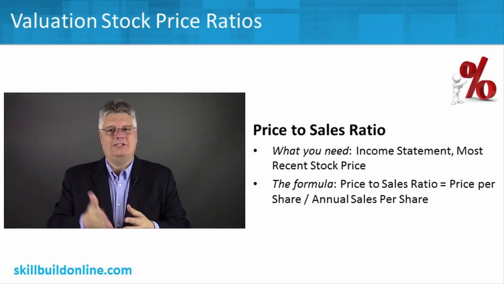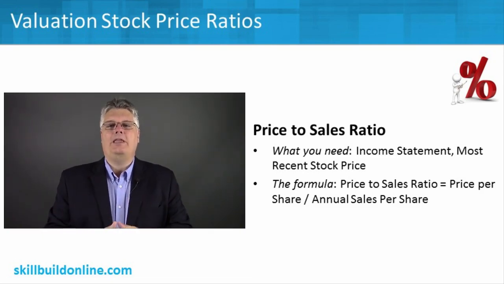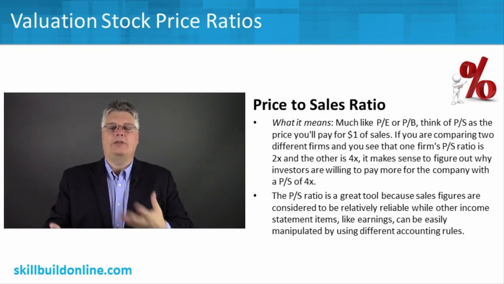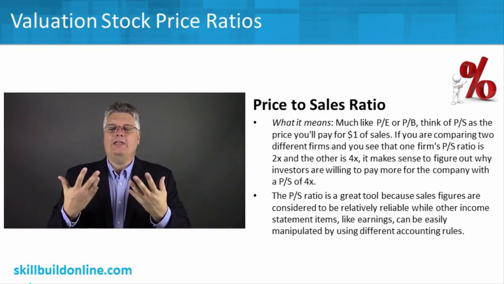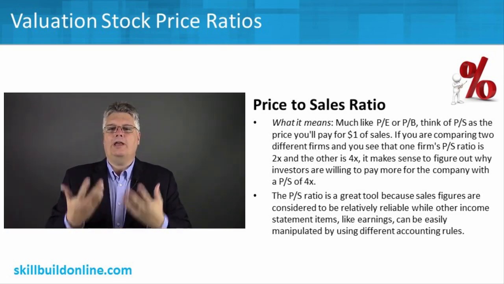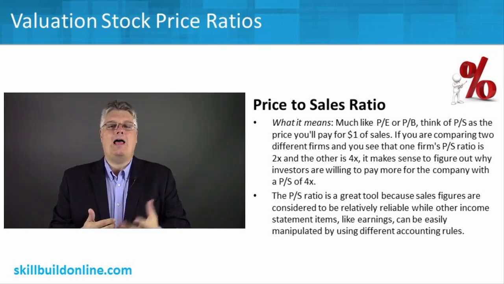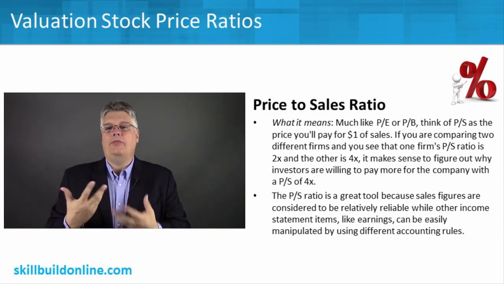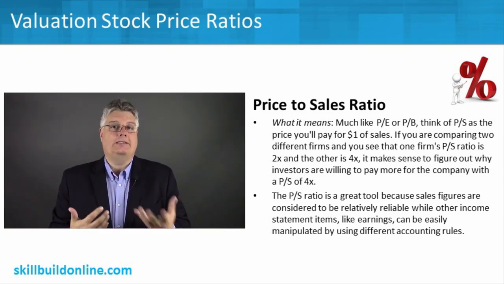You can find these labeled P/S, price to sales. It's like price to earnings or price to book or some of these other pricing comparison ratios. With price to sales, you're looking at what kind of price you are willing to pay for $1 of sales, is one way to look at it. You're really comparing firms based on their sales relative to their pricing in the market.